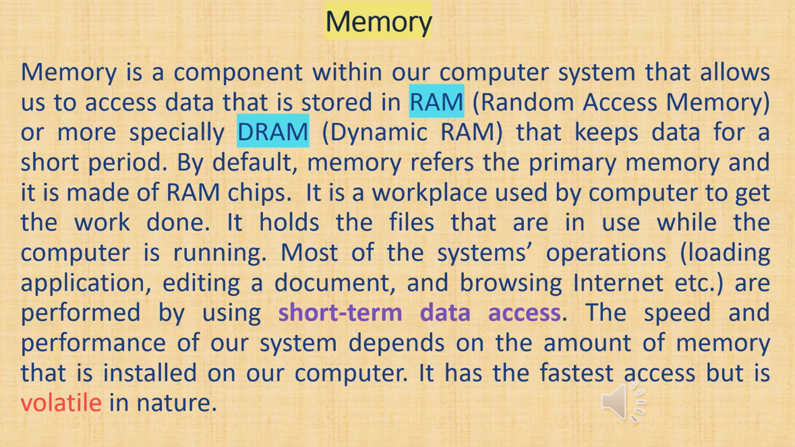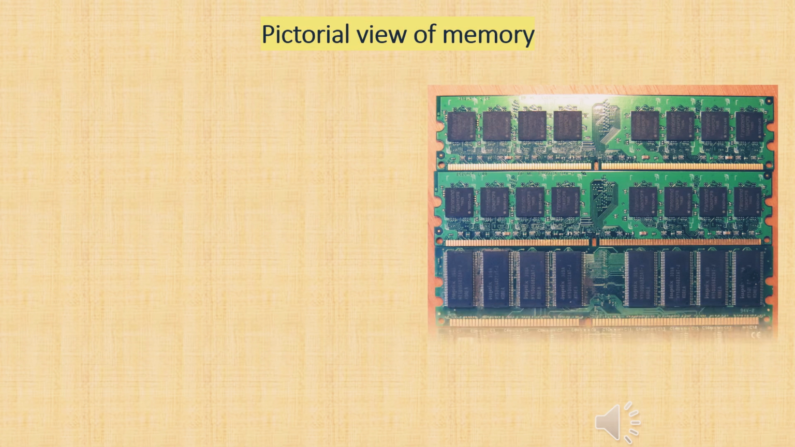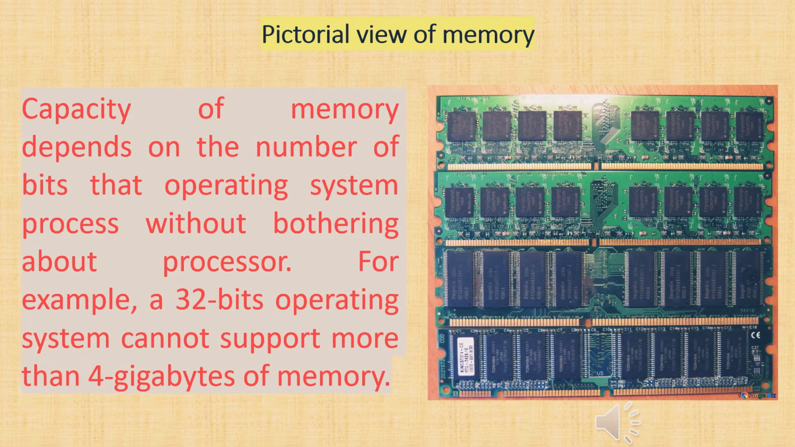It has the fastest access but is volatile in nature. Here the term volatile is related to the power supply. That means the contents of the data will be retained only while there is a power supply. Here is a pictorial view of a memory, or we can say RAM, and we can observe that RAMs are available in different sizes and different capacities. They are also designed to be installed in different slots.